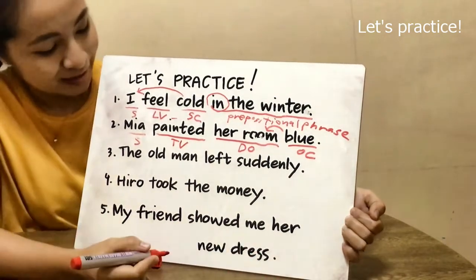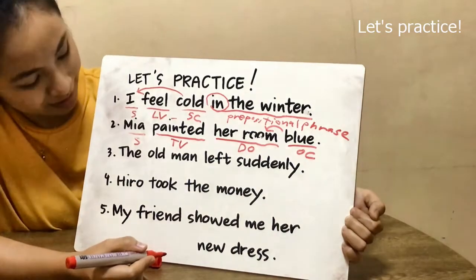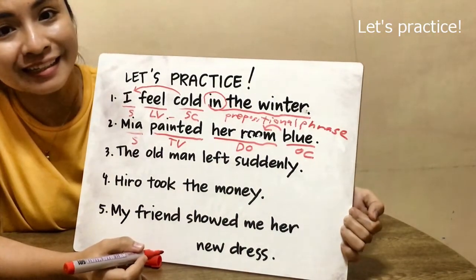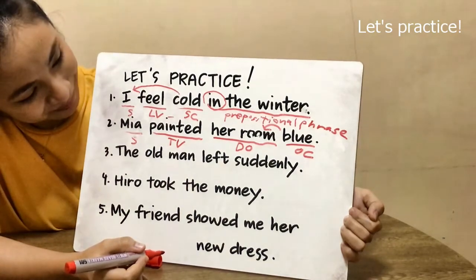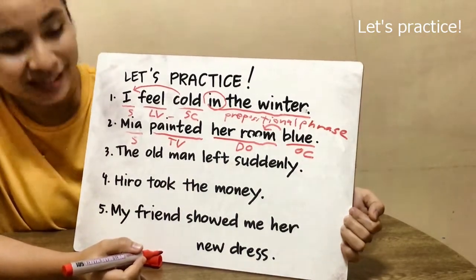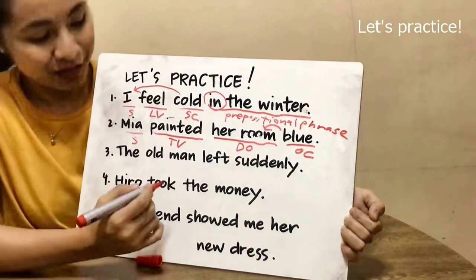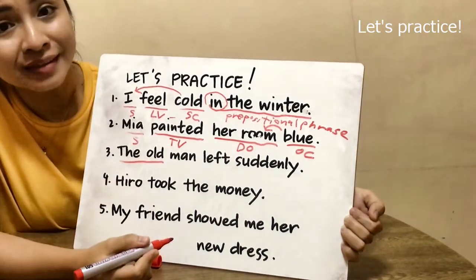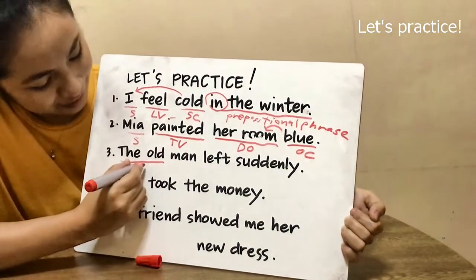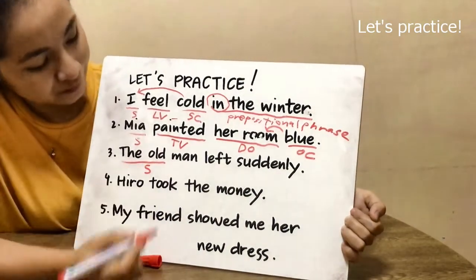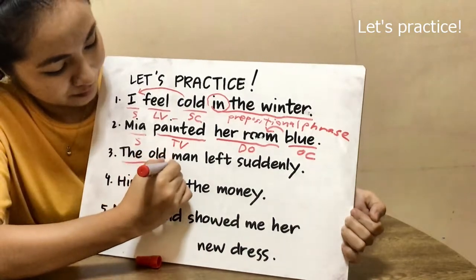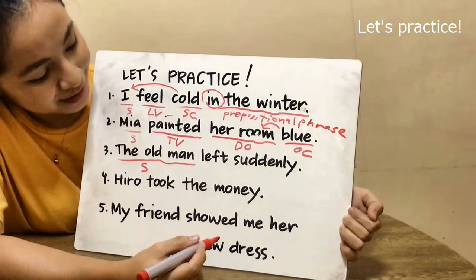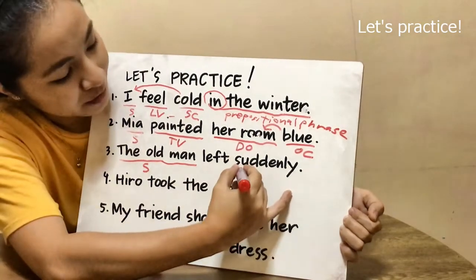Now, let's try the third one. The old man left suddenly. Oh, it's so easy to identify. So the first, of course, this is your... Yes, that's right. This is your subject. The old man. And then we have here your adverb.